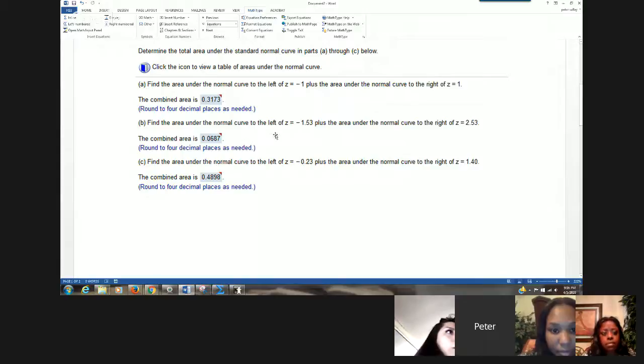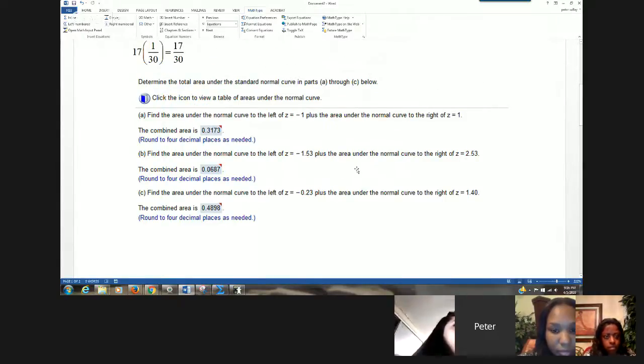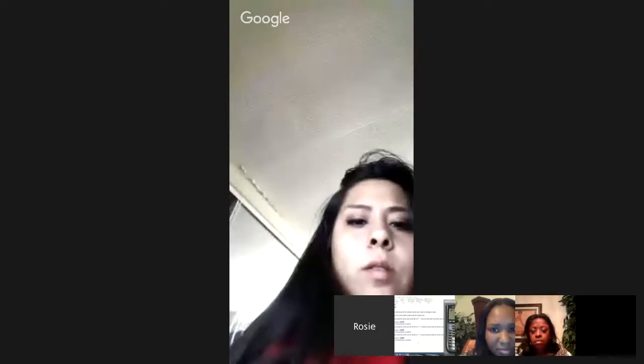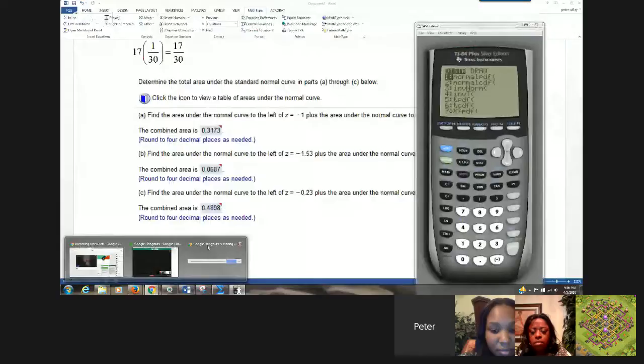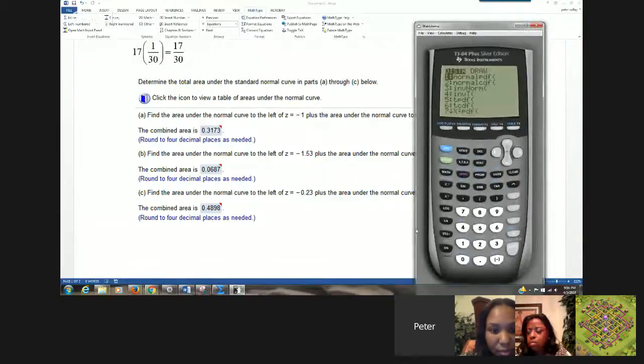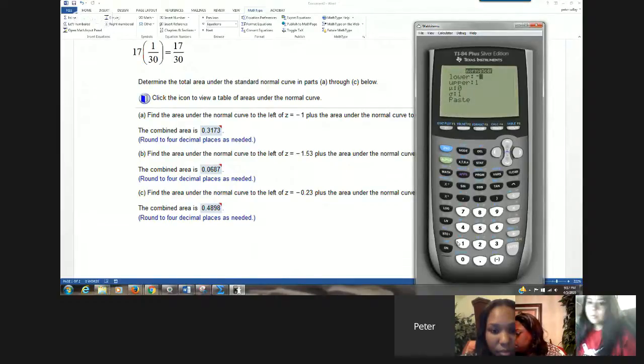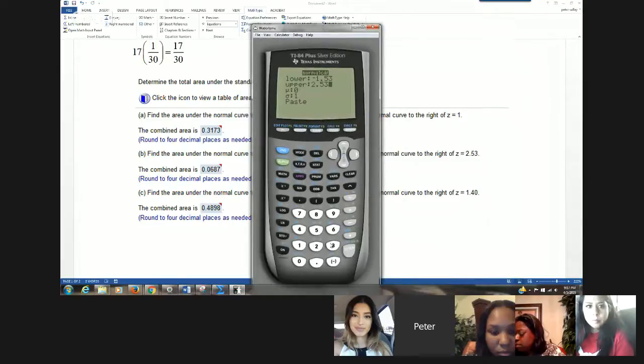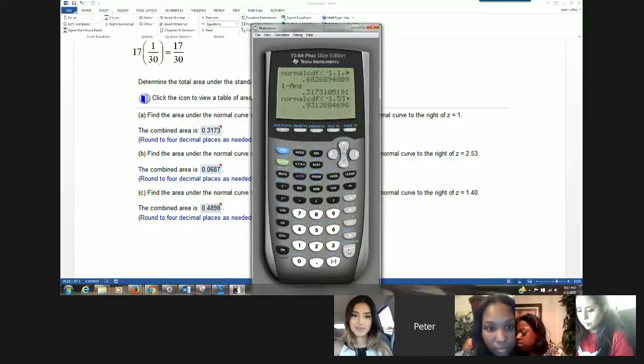Second question, find the area to the left of -1.53 plus the area to the right of 2.53. Kind of the same idea. I can either do it twice, once before -1.53 and once above 2.53, or I could just do between and then subtract. So that's the route I'm going to go. normCDF, put my lower at -1.53 and my upper at 2.53. Since it's z-scores, the mean is 0 and the standard deviation is 1. Again, that's not my answer, but if I subtract that from 1, that would be my answer. So that's where we're getting the 0.0687.